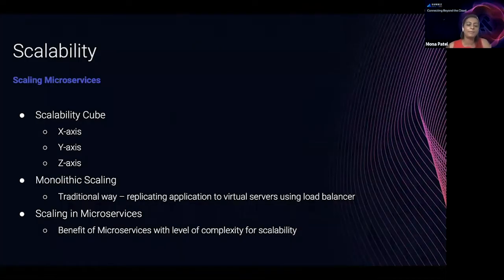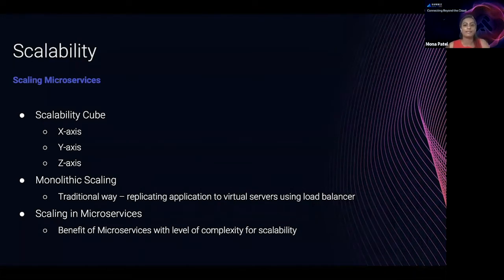So basically, before getting into the scaling of microservices itself, let's talk a little bit about the scale cube. The scalability cube is composed of the x-axis, y-axis, and z-axis. So what are those axes? The x-axis is the traditional way of scaling, running multiple copies of the services or applications through a load balancer across different servers.